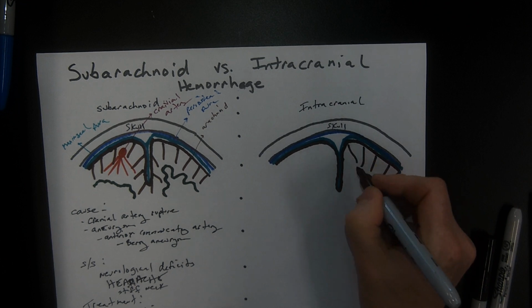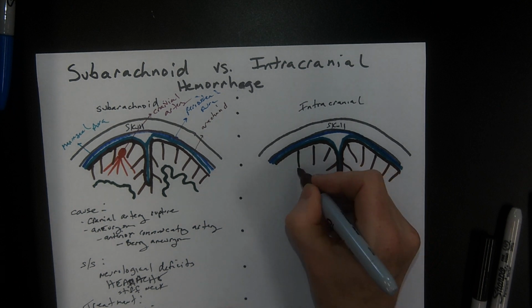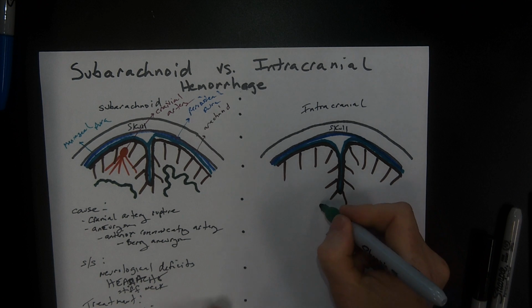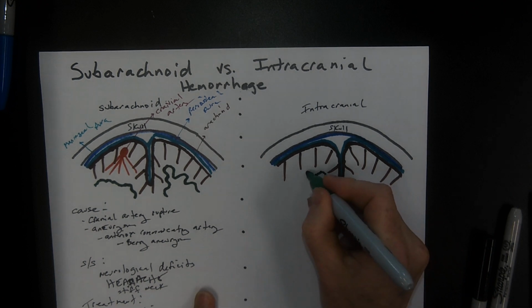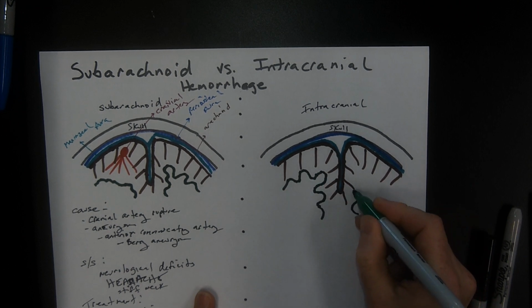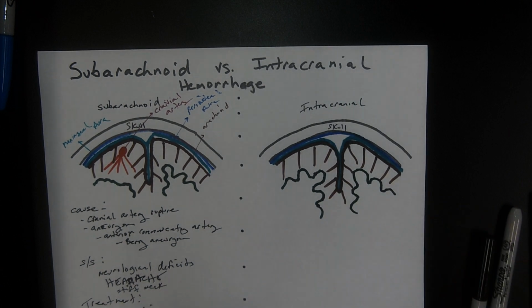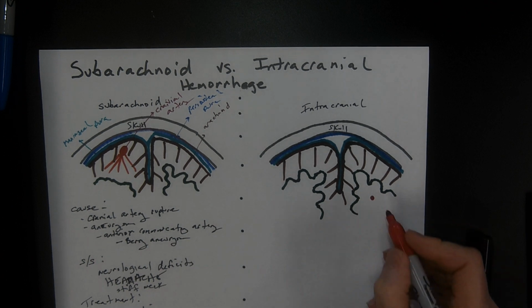Intraveculae. So everything looks normal up here. No changes whatsoever. Then you have your pia mater that's tightly adhered to the surface of the CNS. Okay. The intracranial is just going to be a bleed in the brain itself.